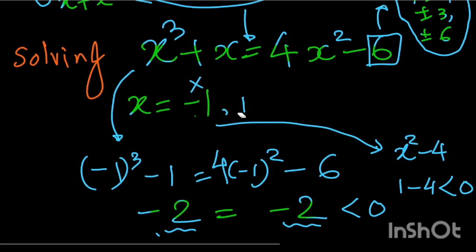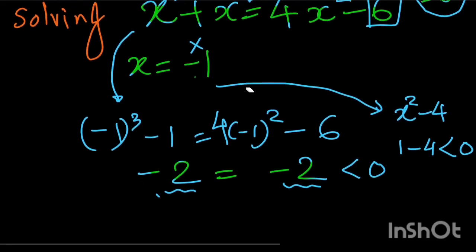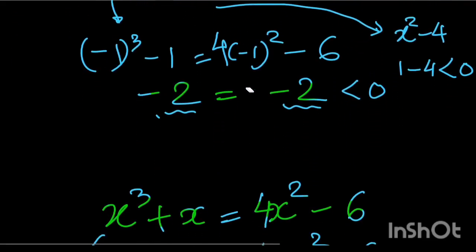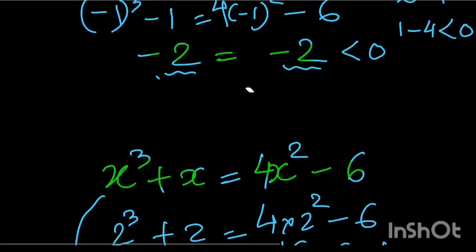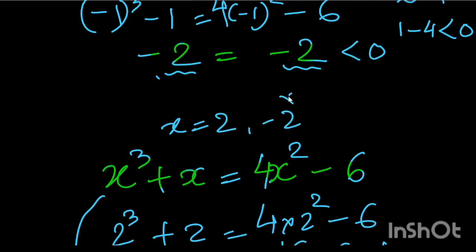Similarly, 1 also you can use with hit and trial, it won't satisfy. So after minus 1, 1 won't be satisfying. So we will substitute 2, plus minus 2, plus minus 3 and so on. So now is the turn. Let's substitute x equals 2. Minus 2 also we can substitute, but we will find out that minus 2 won't satisfy.